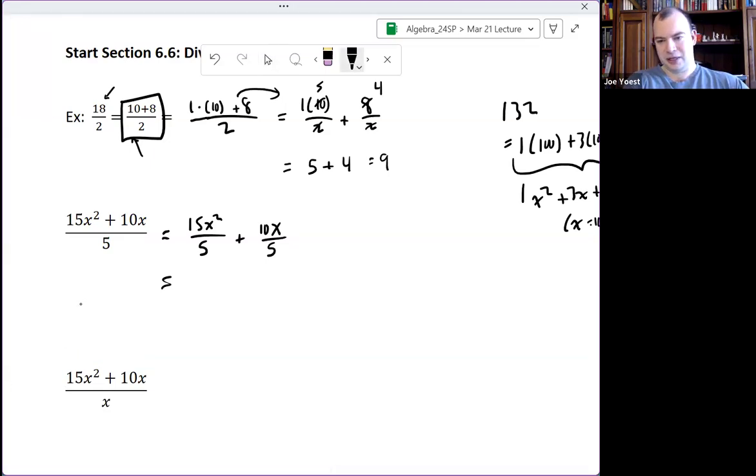I could write 15x squared as 5 times 3x squared over 5. And I could write 10x as 5 times 2x over 5. In my first fraction, I have 5 times something over 5. I have this common factor in the numerator and denominator of 5. They can divide out, leaving me with 3x squared. Similarly, in my second fraction, I have a factor of 5 in the numerator and denominator. They can divide out, leaving me with 2x.